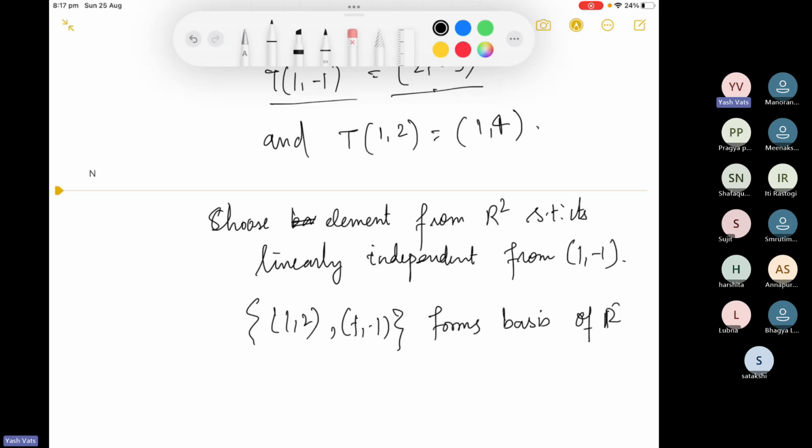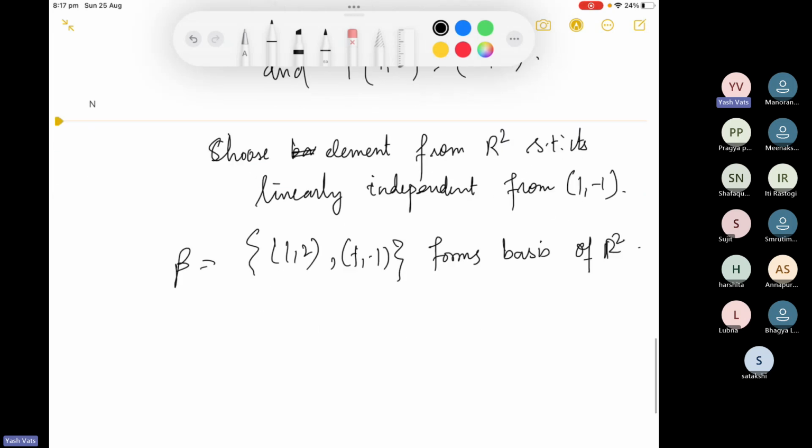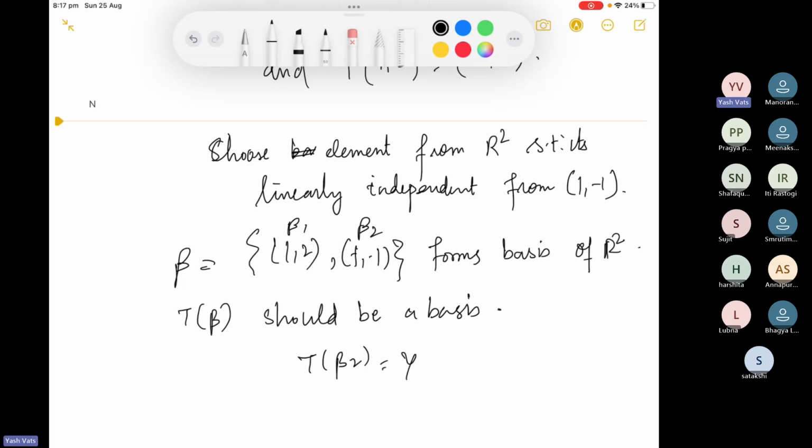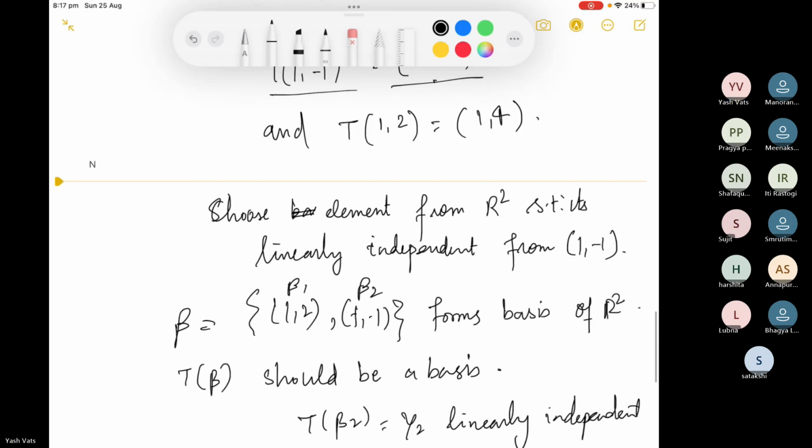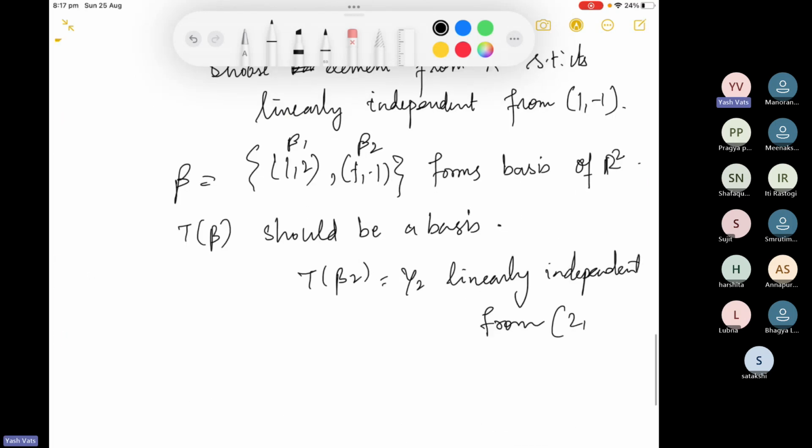R2. So if beta is a basis, then T of beta should be a basis. So you can define T(beta 2), with beta 1, beta 2, as something, let's say gamma 2, linearly independent from (2, -3). So you can define a linear transformation like this. Is it clear to everyone?